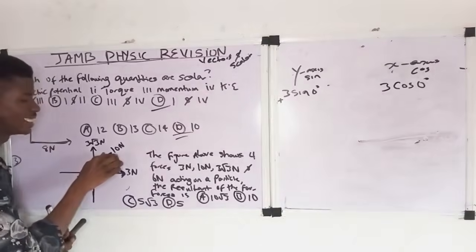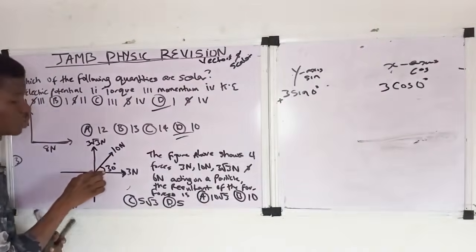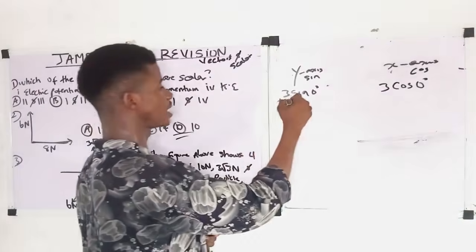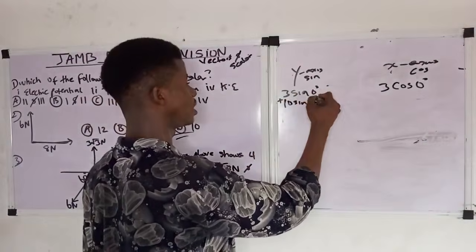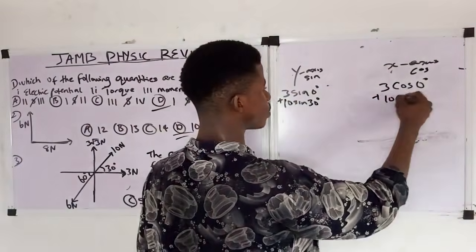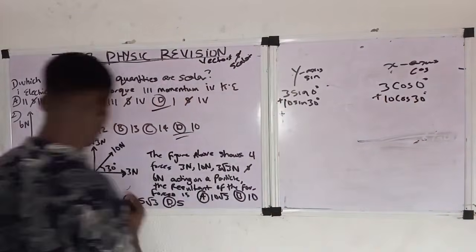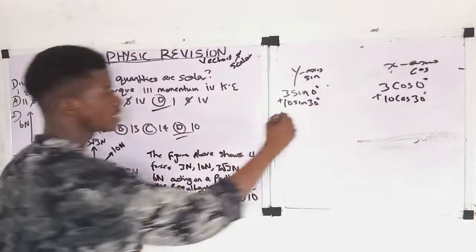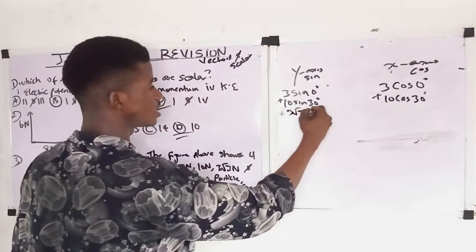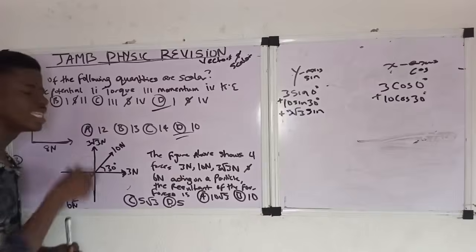The next force is 10, and 10 is inclined at what angle? 30 degrees. So we do something like 10 sine 30 degrees. Go to this place, do plus 10 cos 30 degrees. Very simple. Then go to the next place, plus again. This one, 3 root 3, right? 3 root 3 sine. Now, this 3 root 3 is at where?